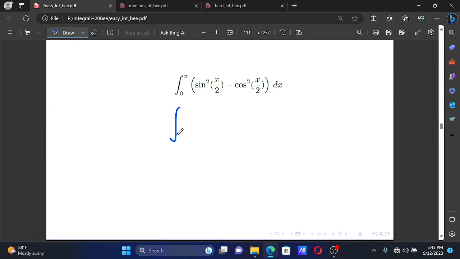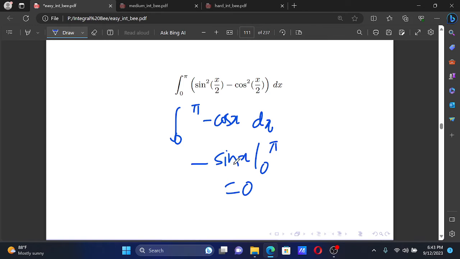For this one, it's just negative cos x dx. So the integral of negative cos x is negative sin x from 0 to pi, but it's 0. Let's go to the next one.